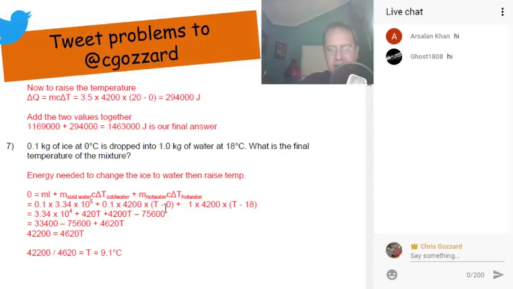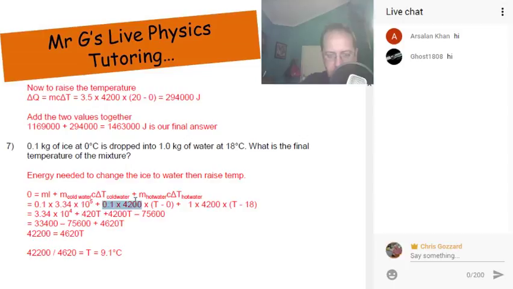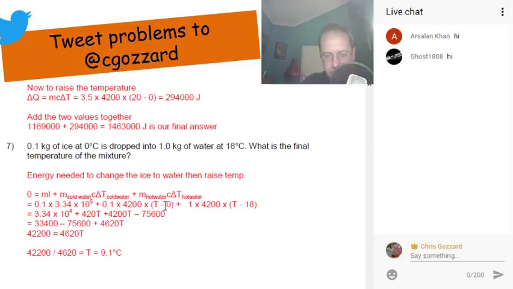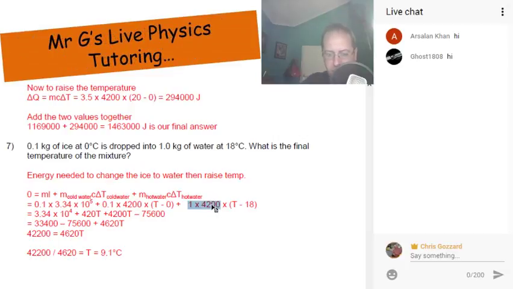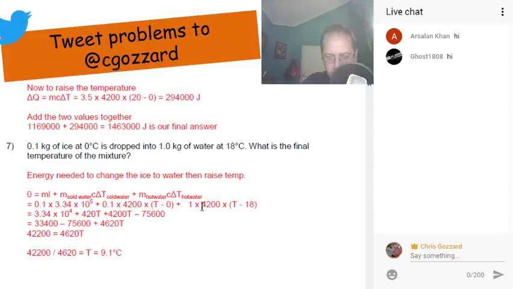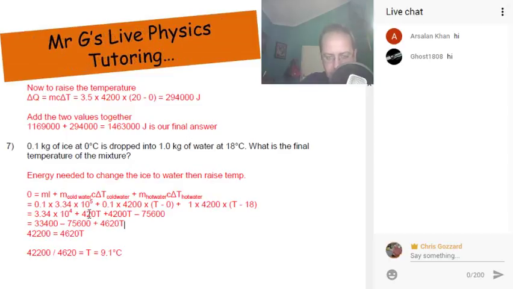Next thing we need to do with all this is tidy it up a little bit. So I've got 3.34 times 10 to the 5, times by 0.1, and that becomes 3.34 times 10 to the 4. In this brackets here, I've got 0.1 times 4,200 times by T. Well, that's just going to be 420 times by T. And then the next thing is just times by 0, so that doesn't really do anything. Then I've got 1 times 4,200 times by T, so that's just 4,200 T here. And then minus 18, so 4,200 times minus 18 is this 75,600. Okay, so next we need to just add up all these numbers here.